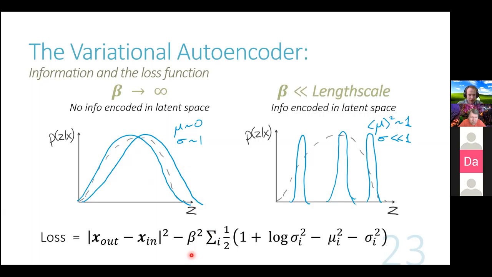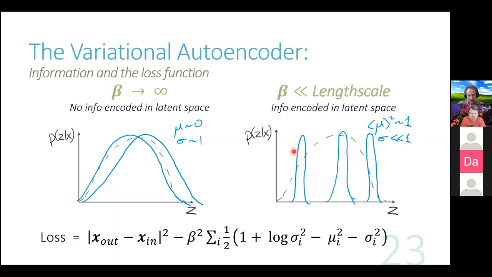So no information is encoded in the latent space in the limit that beta goes to infinity. In the limit that beta is very small, where small will be determined by the length scales in the problem, given that beta is dimensionful, then it's going to focus on the reconstruction error. There's less of an information cost.